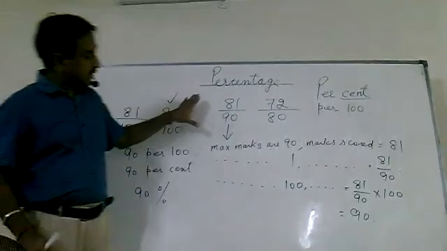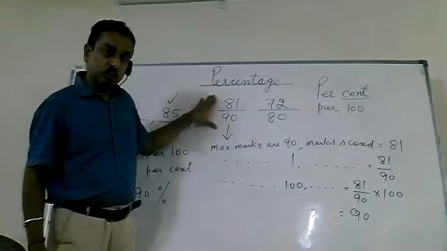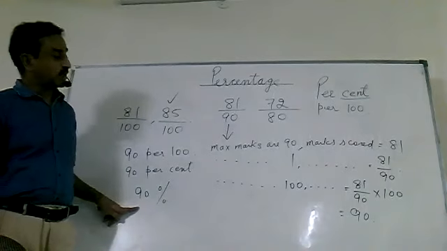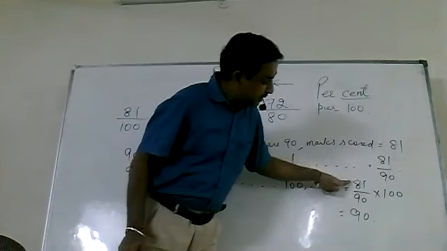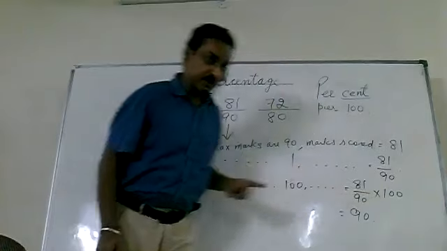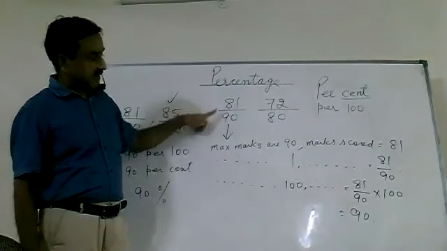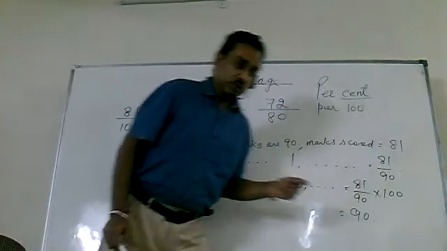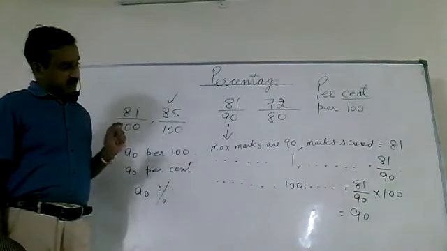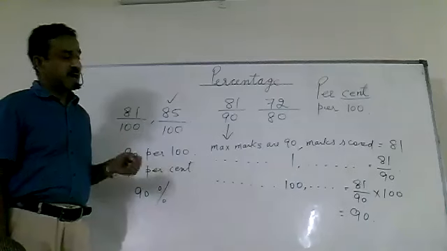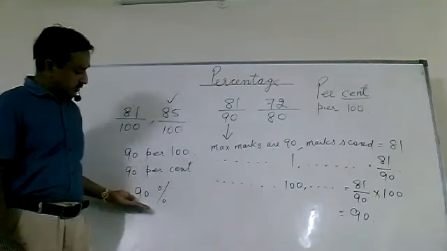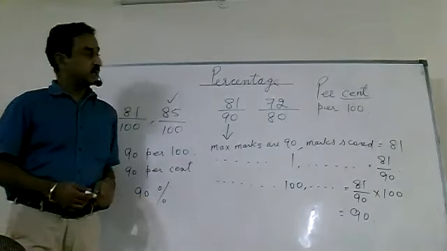So I converted the marks of this student to percentage. And what I have done is I have simply multiplied this fraction by 100. The original fraction was 81 by 90. What did I do? I multiplied by 100. So if I multiply a fraction by 100, right, it gets converted into percent. So now this student has got 90% marks.